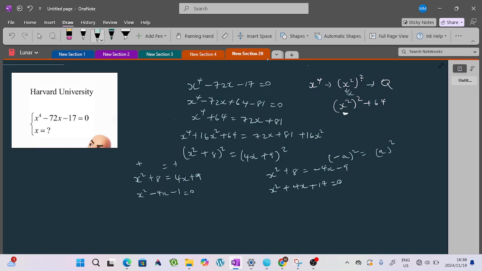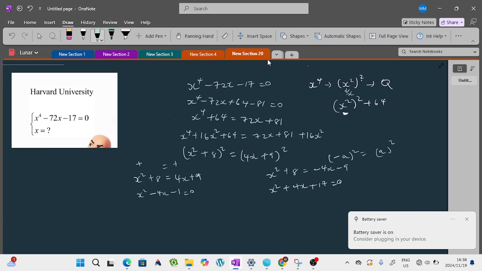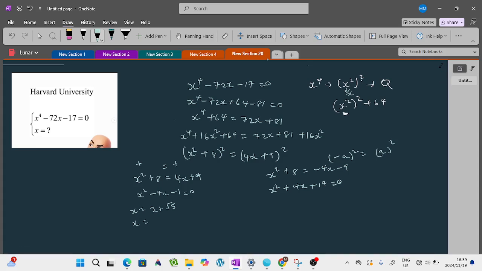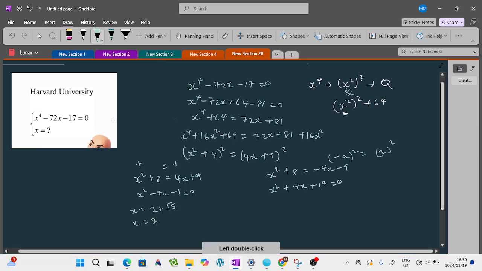So you have two quadratic equations now. Then we can find the solutions. Start with this one. Instead of factorizing, you use the quadratic formula. My b is negative 4, then my a in this case is 1, and your c is negative 1, over 2a. So the first solution in this case, x is equal to 2 plus root 5. Then you have your second solution, which is 2 minus root 5.